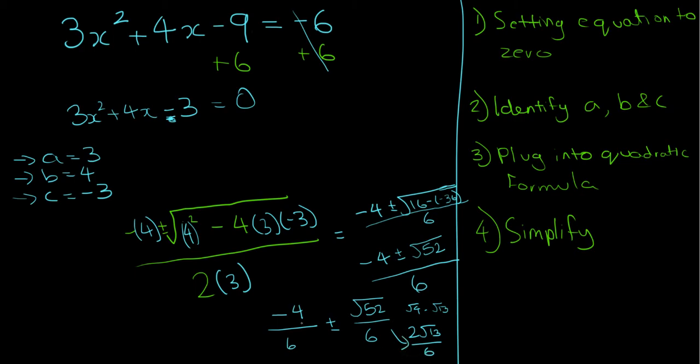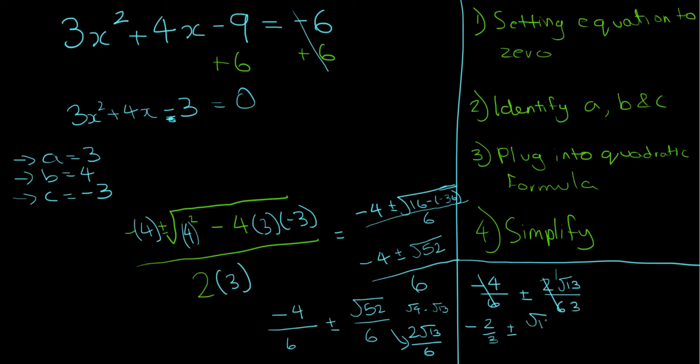Okay. Now let's put this all together. Negative 4 over 6 plus or minus 2 root 13 over 6. Now can we break this down even further? Yes, we can. This becomes negative 2/3 plus or minus. These two cancel out, so you get 1/3. So root 13 over 3. And this will be your final answer.